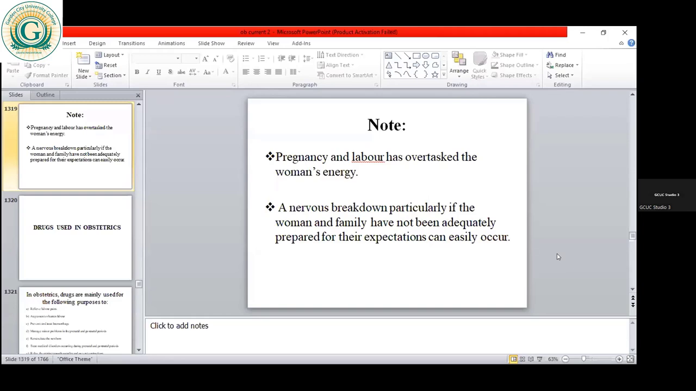Otherwise, we are supposed to have gone to antepartum hemorrhage and postpartum hemorrhage, but the semester doesn't allow. So you read on your own, the eclampsia, preeclampsia, and what we call postpartum hemorrhage. Read on your own. The examination will cover every part of what the curriculum said we should do. So that is the message I want to leave you with.